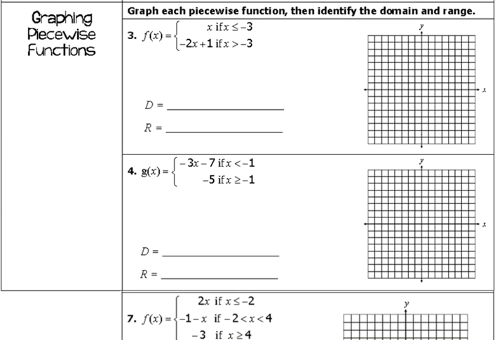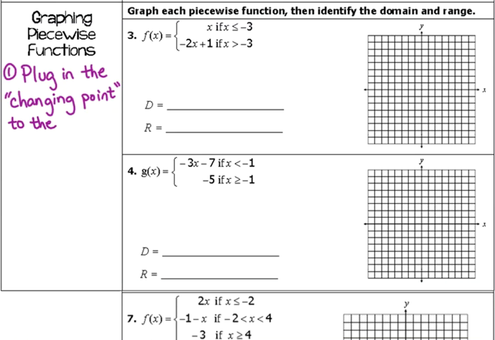Here's what you do. I know some of y'all like steps, so step 1 is plug in the changing point. Okay, the changing point is that value with the inequality. So in this case, it's negative 3. Plug in the changing point to the first piece. And plot.